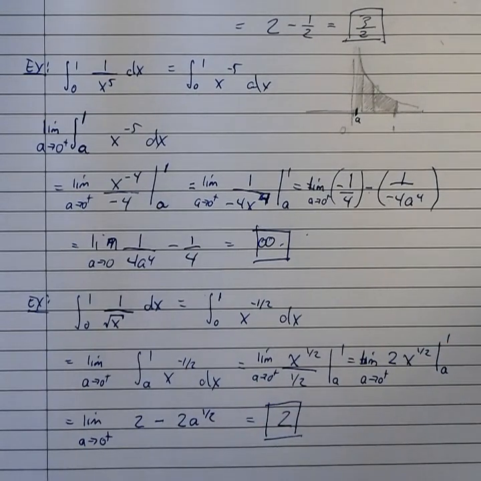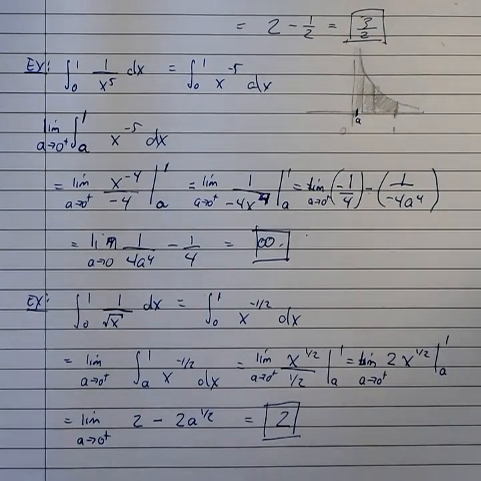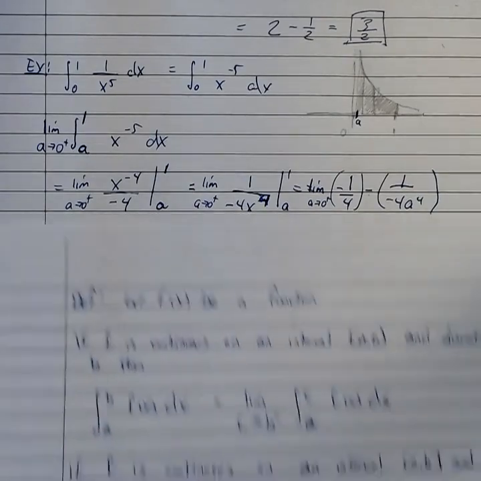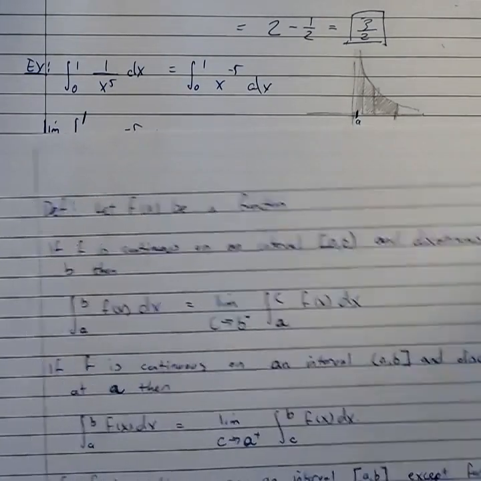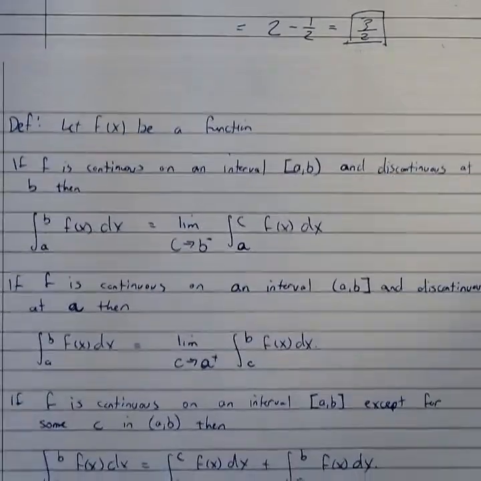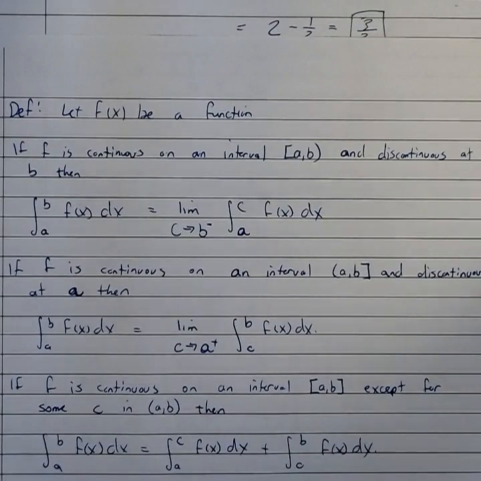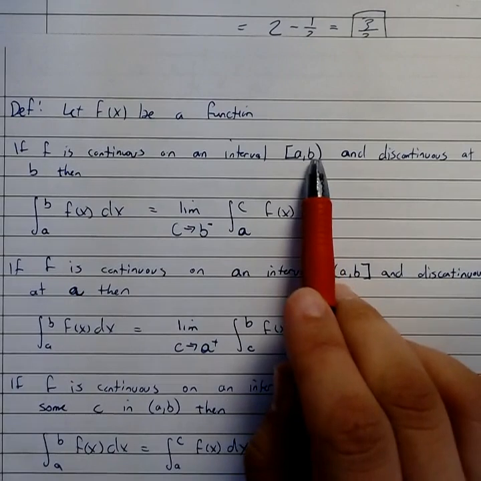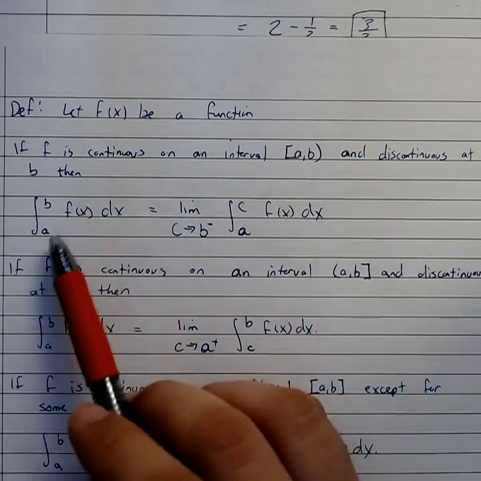So now let's take a look generally at what we mean by improper integrals. Here we see an example, and this really is the same kind of example for both. But let's talk about generically what these are going to look like. So here we have a definition. Let f of x be a function. Now, if f is continuous on an interval from a to b and discontinuous at b, all right, so it's continuous everywhere in this interval, including one endpoint, but it's discontinuous at this endpoint, the one on the right-hand side.